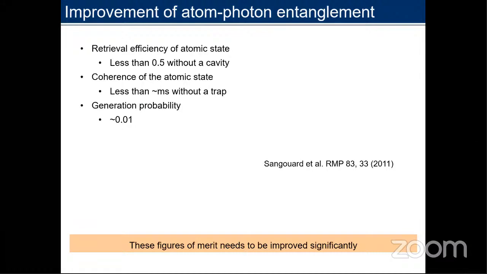Targeting applications in quantum repeaters and networks, it is crucially important to improve the performance of atom-photon entanglement. For instance, the retrieval efficiency and entanglement generation probability need to be as high as possible, and the storage time needs to be extended to the regime of seconds.